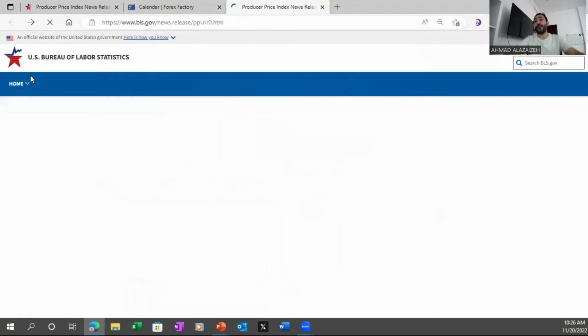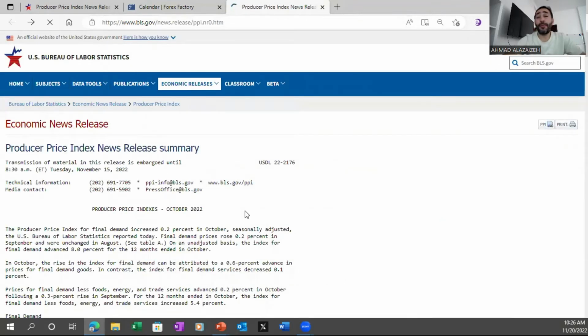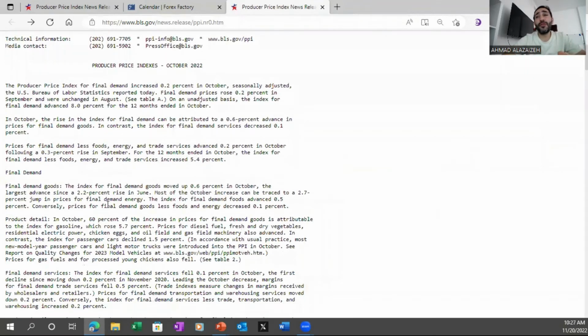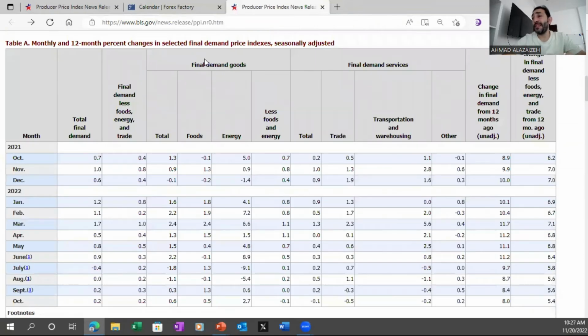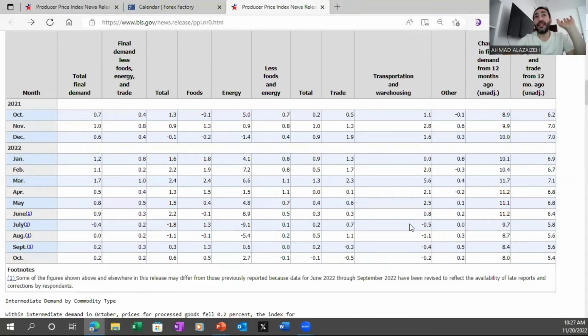So coming back to the indicator, this indicator is now prepared by the United States Department of Labor and by this office, the Bureau of Labor Statistics. When it comes to the indicator, we said that it mainly depends on the demand of the consumers for the final goods and the final services. So those are the indicator data, and you can see here food, energy, and services and goods measurement, and you can see here the change on a monthly basis and the change on a yearly basis for the price based on the demand.